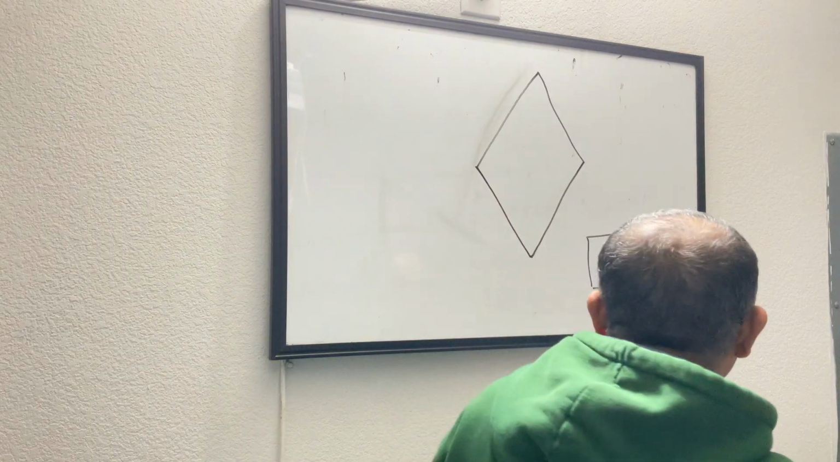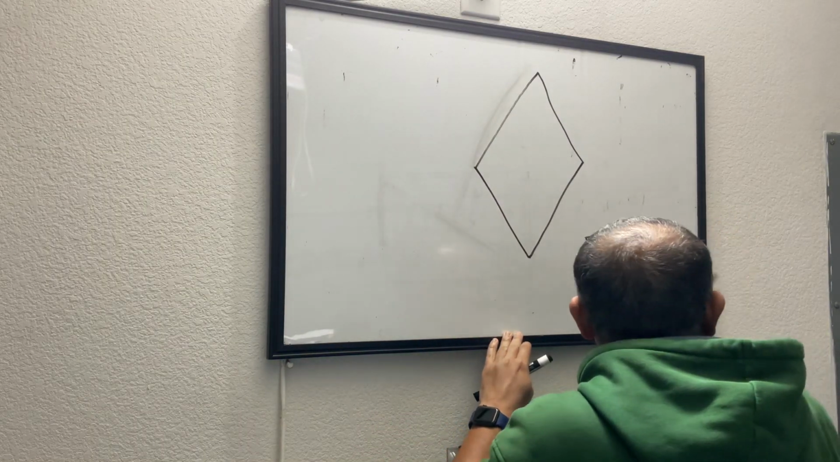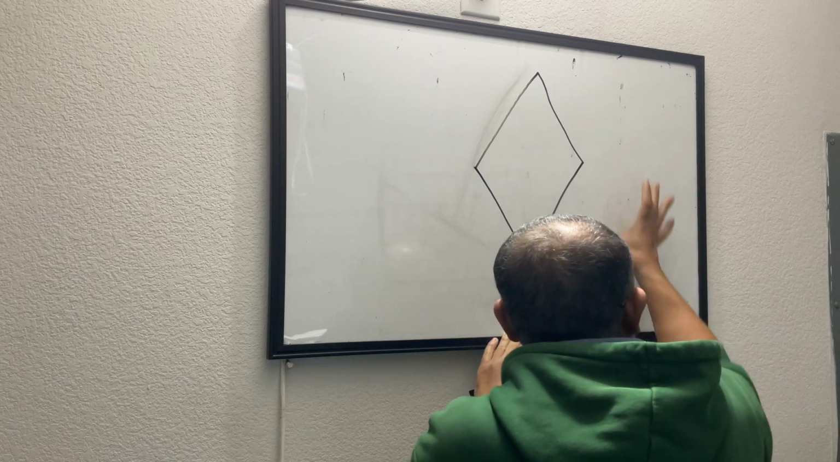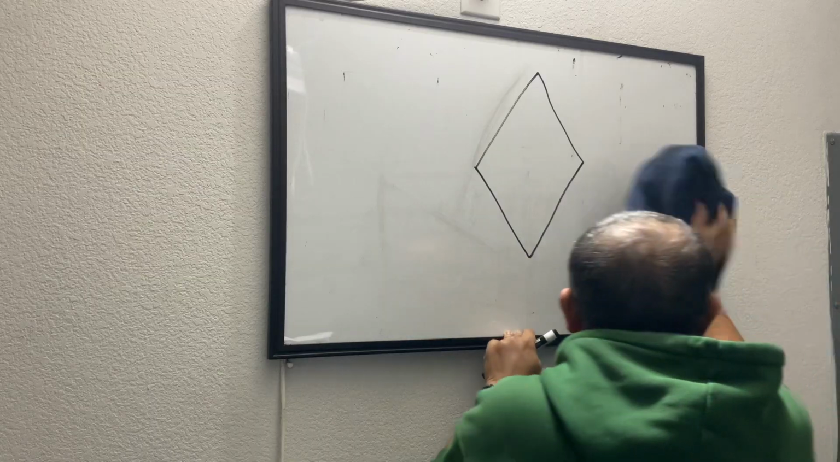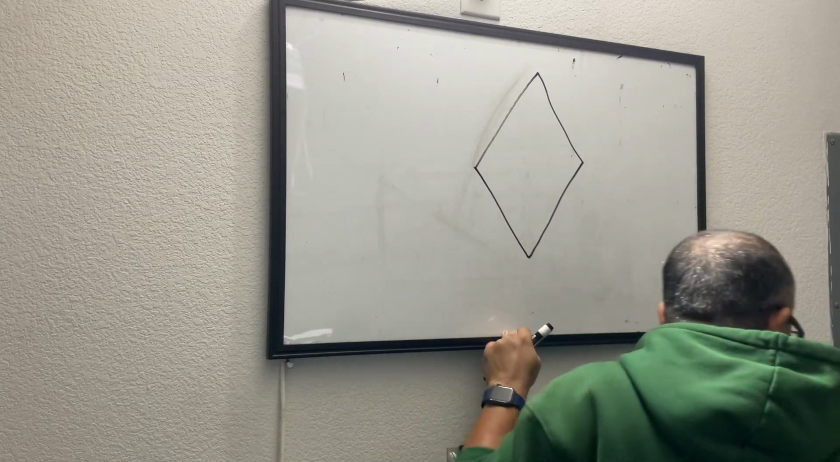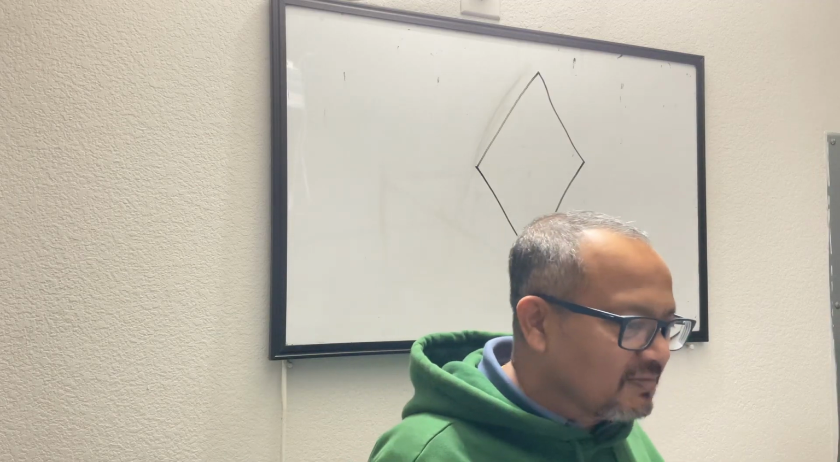The difference between a rhombus and a square is that a rhombus doesn't have all right angles, but a square has all right angles. Okay. Now, everybody is giving me the same definition, so I'll probably hold it here.